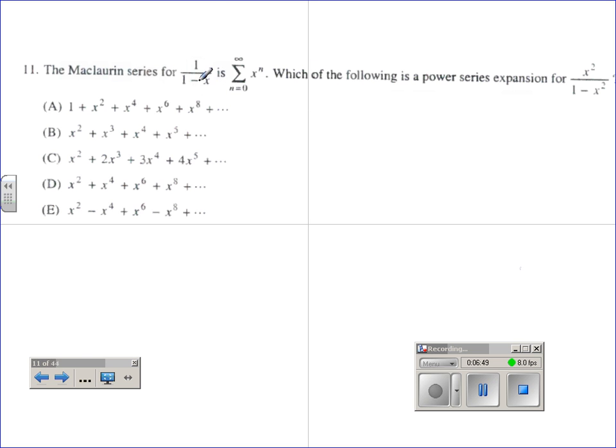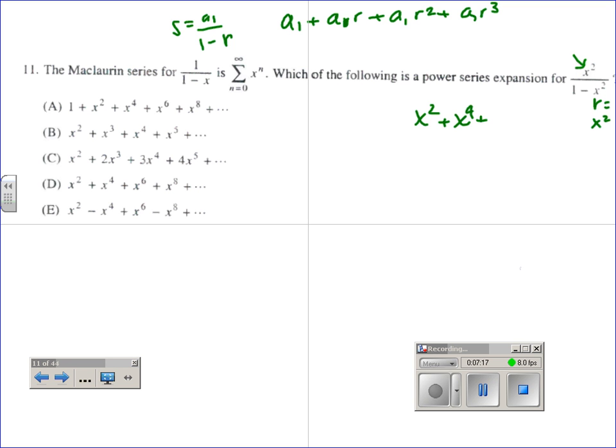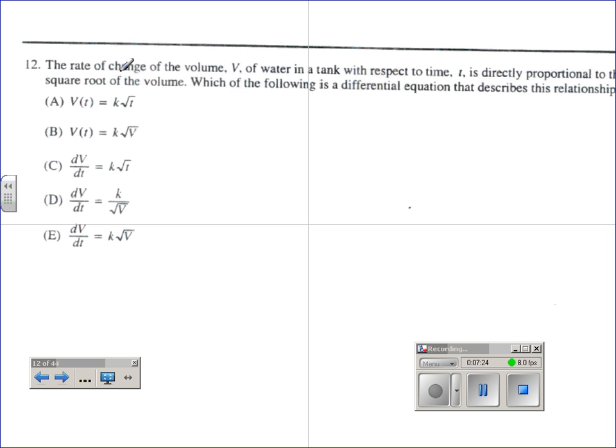Maclaurin series, this is a power series. You recognize it as a1 over 1 minus r. So this is r, and this is the first term. And if you think about it, it's just a1 plus a1r plus a1 times r squared plus a1 times r cubed, etc. So we're just multiplying by r. If you look at this, this is our first term, and then it's minus r. So r equals x squared. So we're just multiplying, which means we're adding exponents. So we get this one, d. This is just putting this in order.